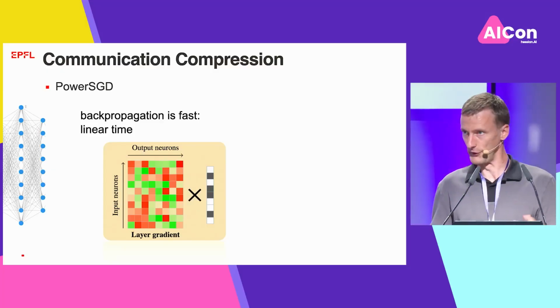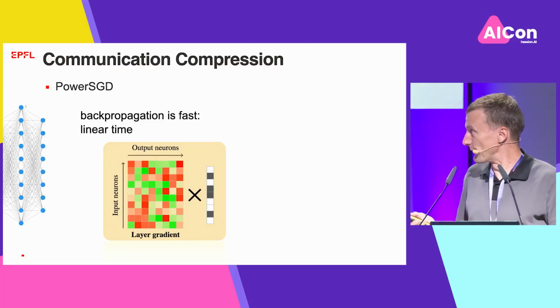And also when you start to say, I want to compress these updates before I send them, then your compression also has to be pretty fast, right? Because if the compression operation is slower than the gradient computation, then there is no point in compressing, because you want to gain overall time, right? So we need a compression which is also linear time.